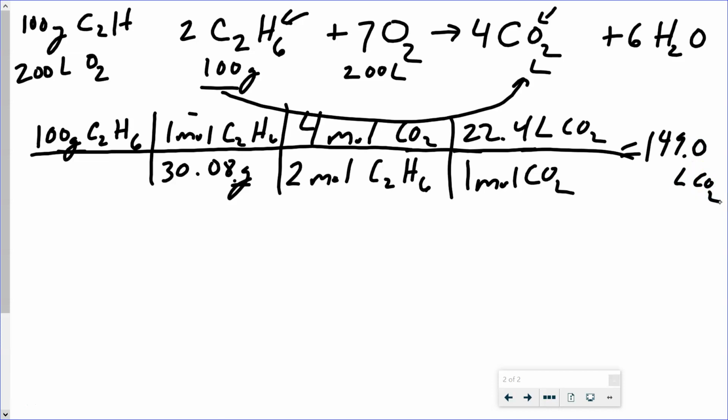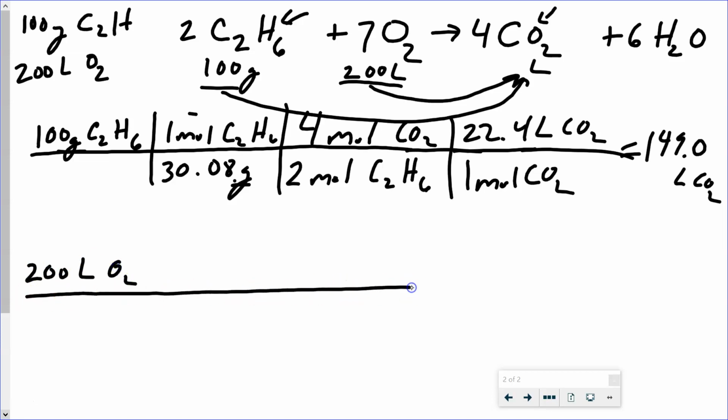Now, that doesn't tell us the whole picture, because we also have to figure out how much CO2 the oxygen gas would produce. So take a second and determine from 200 liters of oxygen gas at STP, how many liters of CO2 at STP will we produce? So let's go ahead and set it up, if you didn't do so already. Our first step here is to get our oxygen from liters to moles. And so we know that there's 22.4 liters of oxygen gas in 1 mole of oxygen gas.